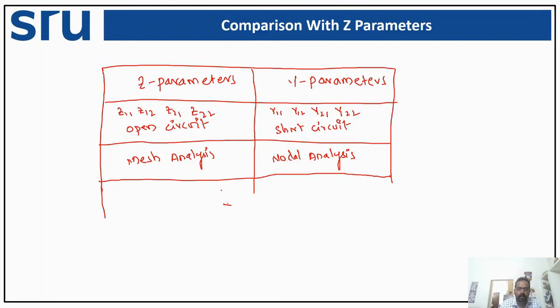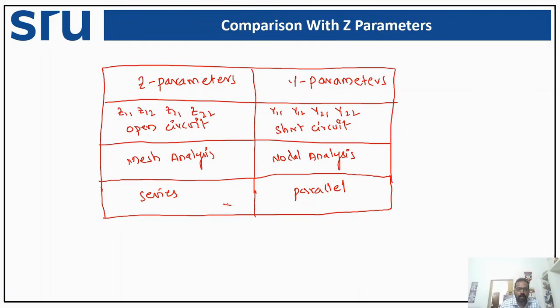What about the applications? As this is mesh analysis, we are talking about voltages. So we apply our Z parameters whenever two subnetworks are connected in series. And for the Y parameters, we are talking about nodal analysis, that is, currents. So we apply them whenever the two subnetworks are connected in parallel. These are some of the differences between our Z parameters and Y parameters.